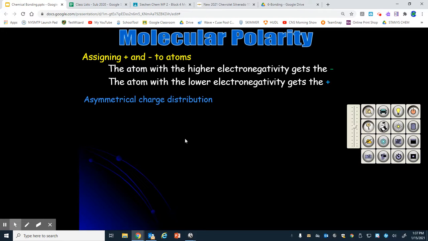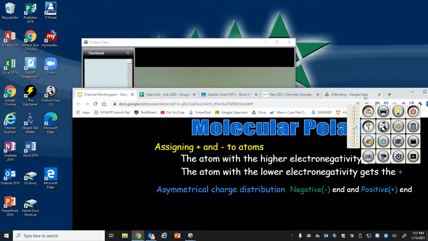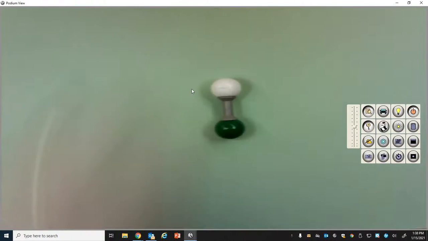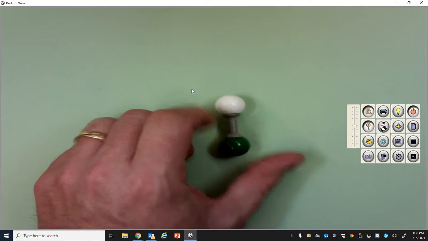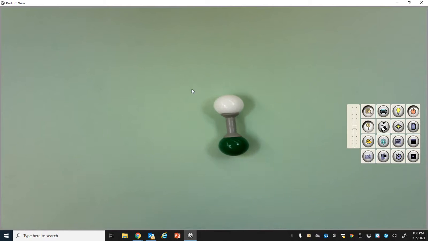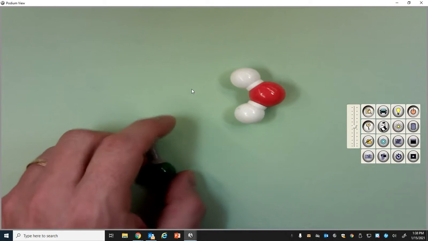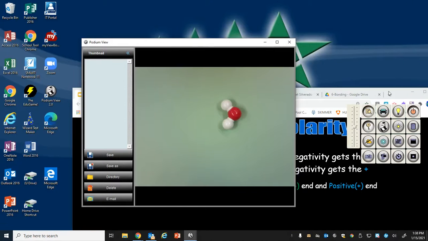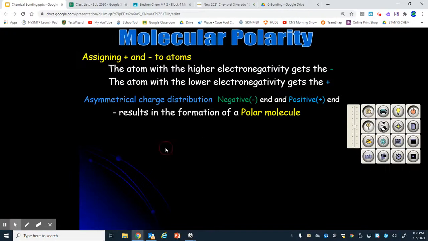Asymmetrical charge distribution. What this means is it lacks symmetry, especially with respect to charge. So you're going to get a negative end and a positive end to the molecule. If we look at these particles three-dimensionally, this would be asymmetrical charge distribution. You have a negative end, which would be the green side, and a positive end, which would be the hydrogen side. This particle would be asymmetrical in terms of charge distribution as well. You get the red side, which would be negative, and the white side, which would be positive.